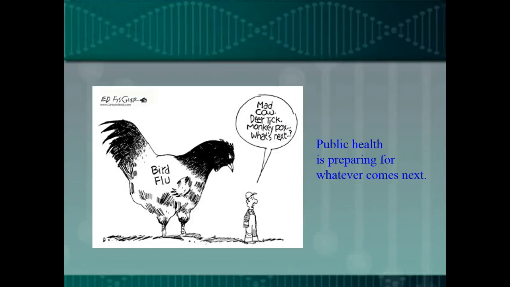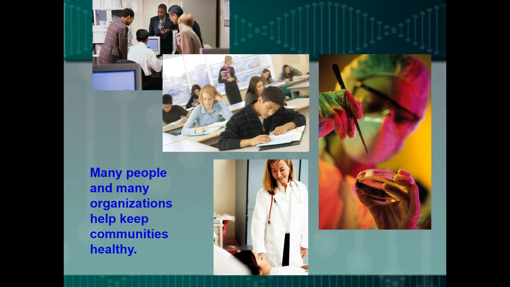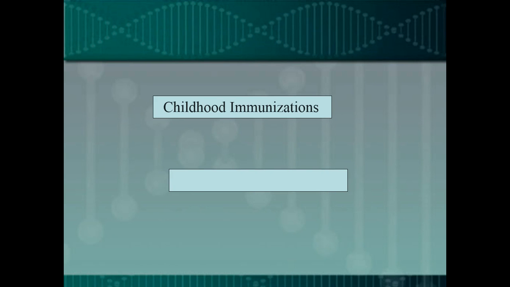The last part of the slides here is just something that the book had put together, kind of comical, talking about public health, what it needs to be prepared for. A lot of organizations are performing a lot of different functions within communities to try to keep them healthy. But the big thing that we have right now, of course, is chronic disease prevention.